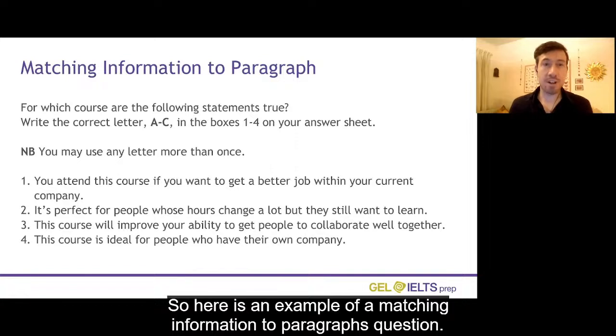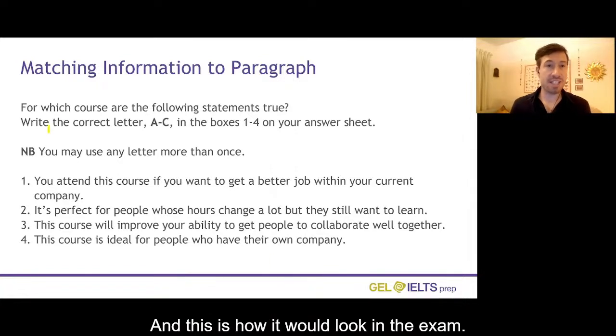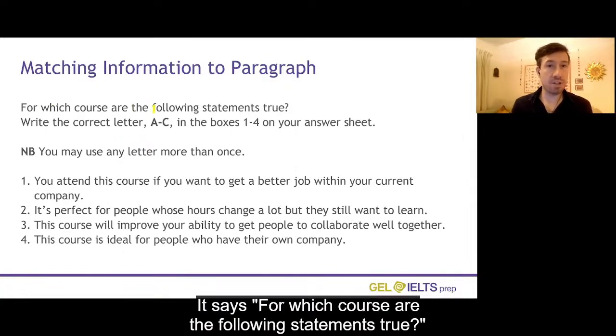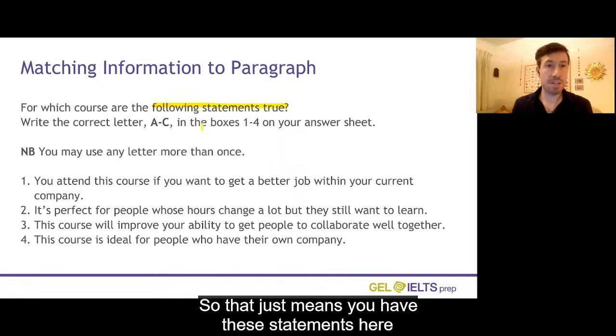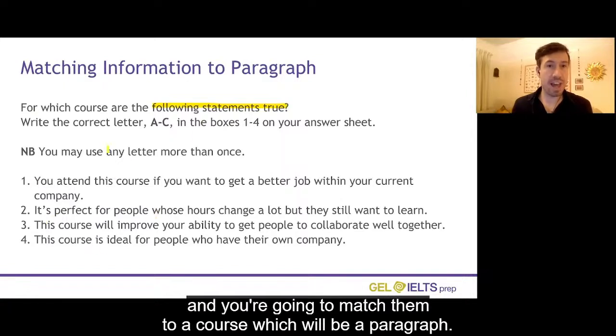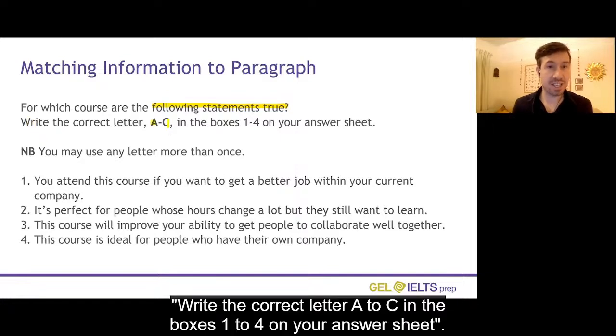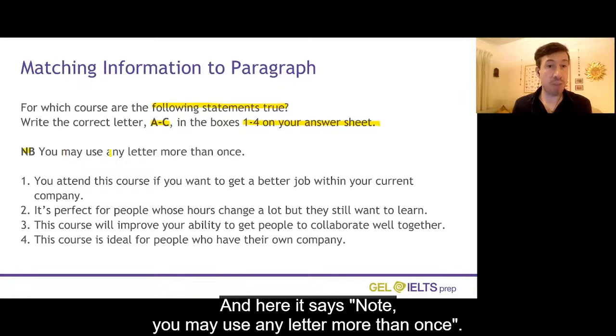So here is an example of a matching information to paragraph question. And this is how it would look in the exam. It says, for which course are the following statements true? So that just means you have these statements here, and you're going to match them to a course, which will be a paragraph. And it says, write the correct letter A to C in the boxes 1 to 4 on your answer sheet. And here it says, note, you may use any letter more than once.